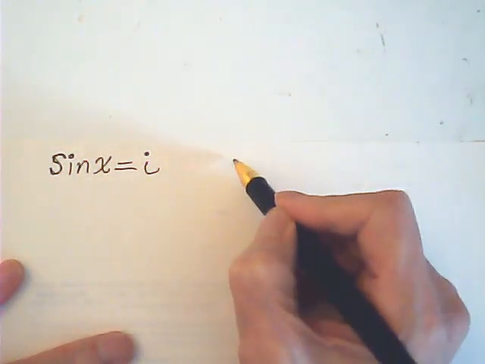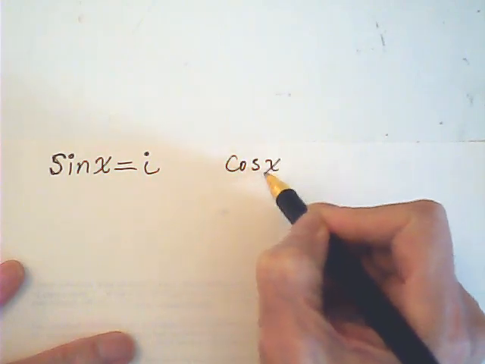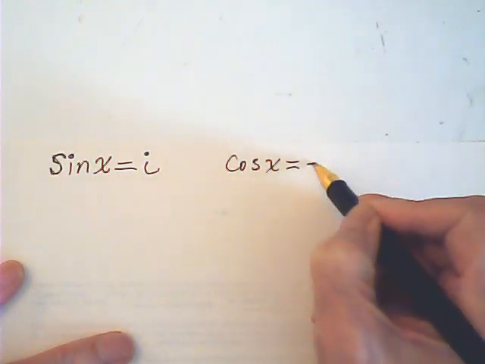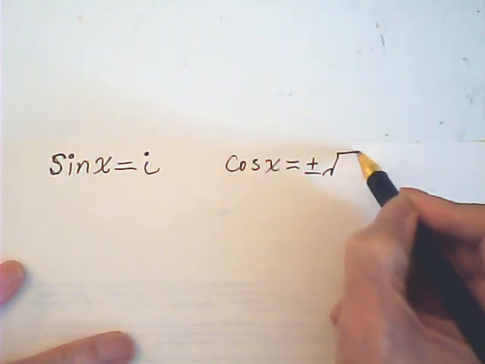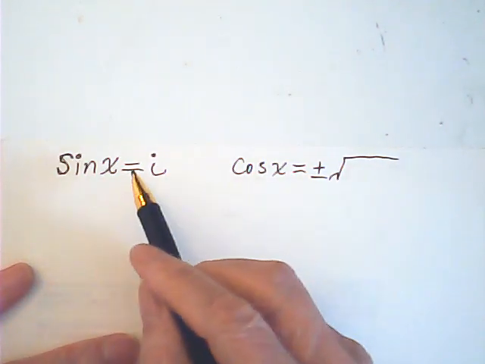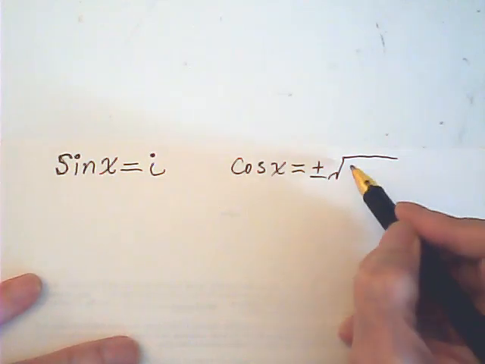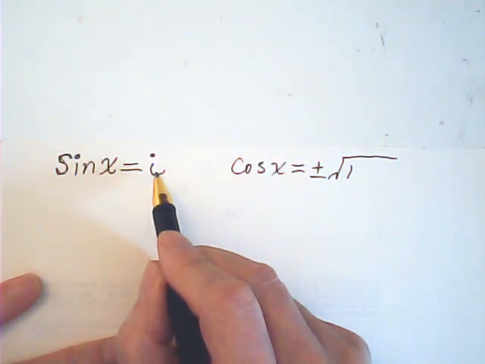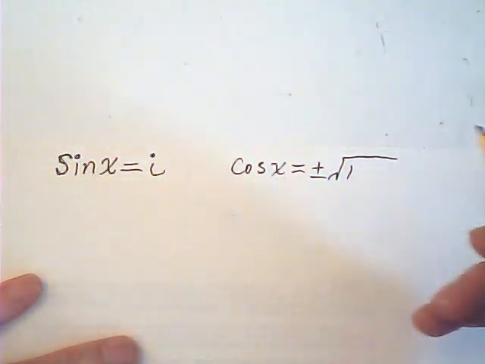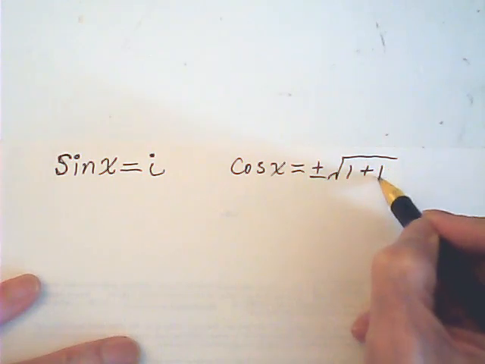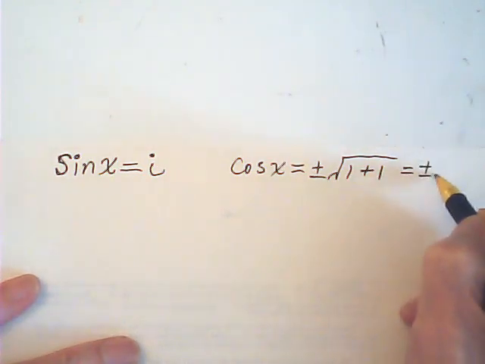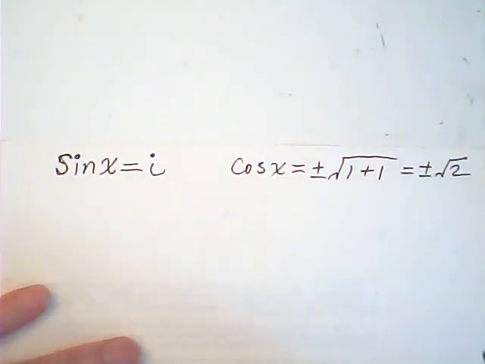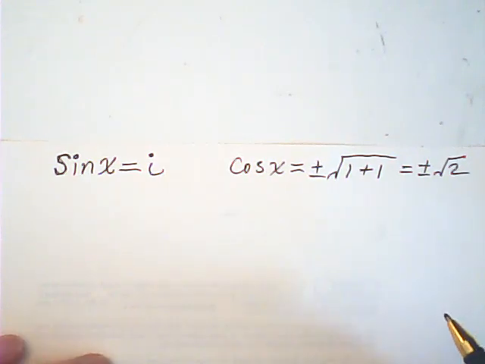From this, I know I can find cosine x, which is equal to plus or minus the square root of 1 minus sine square, right? Sine square is negative 1 there, so plus 1. So equal to plus or minus root 2.